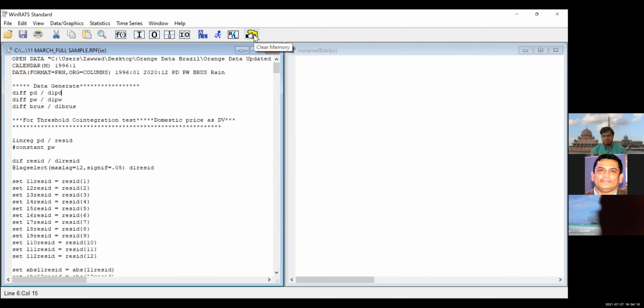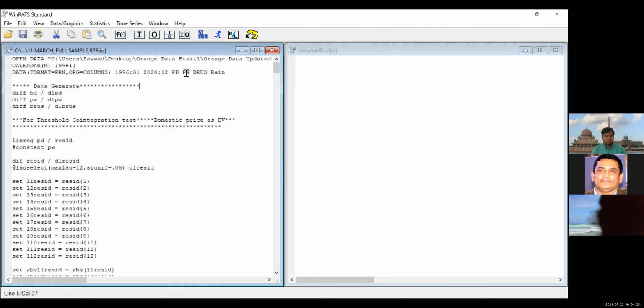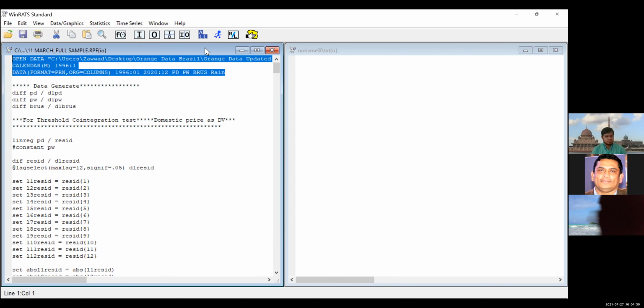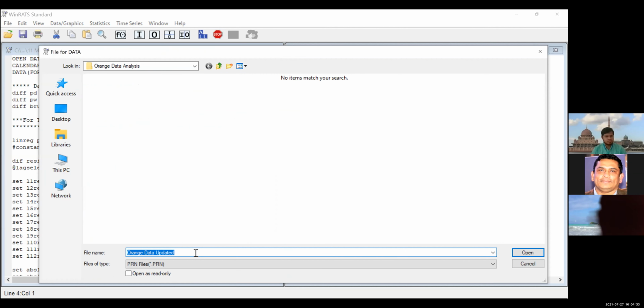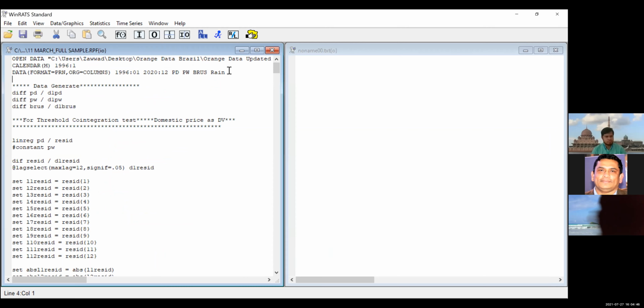So what I said, the clear memory, if there is any output saved here, I'm just clearing all memories here. So it's done. And then it's mapping the data set where it is. So what I said, PW, PD, the domestic price, the oil price, exchange rate, and rainfall. So here I clicked and then saying that, okay, you identify there, you get the data from here. So it's the updated data, this is that text file, and it's already uploaded the data.